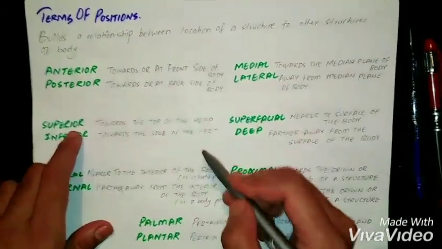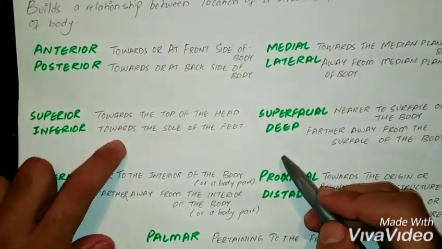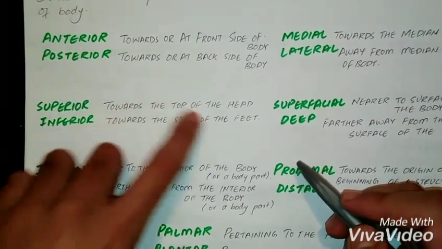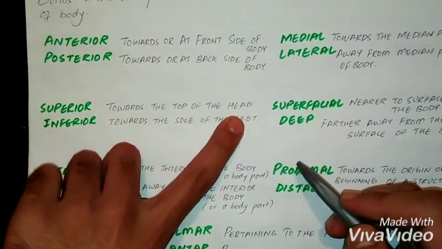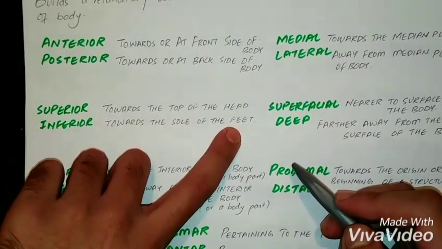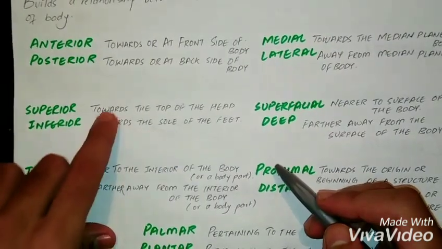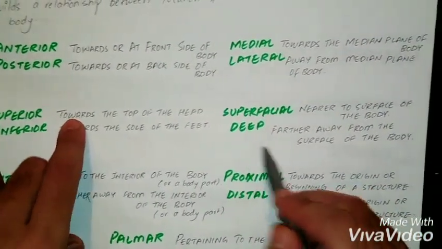And in the superior, it is the horizontal plane which divides the body into superior and inferior. Superior is towards the top of the head, inferior is towards the sole of the feet. Meaning towards the feet, the part is inferior, towards the head, the part is superior.